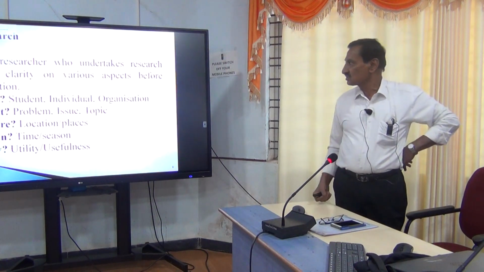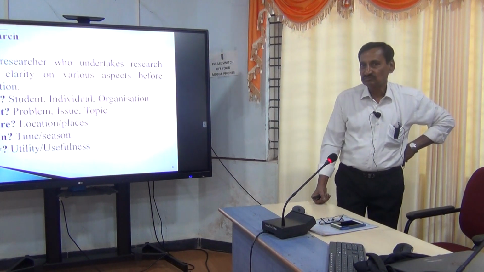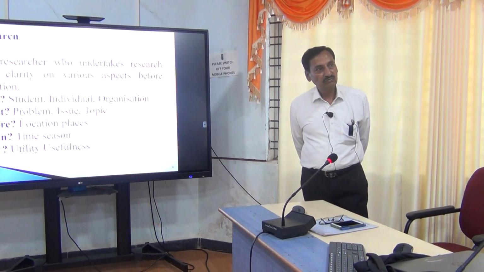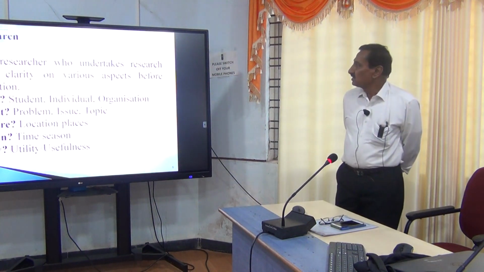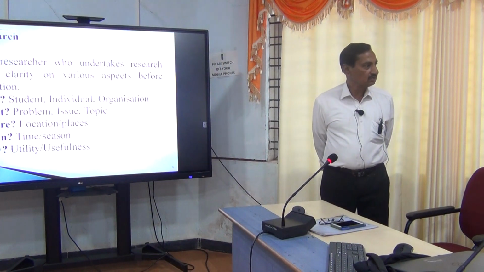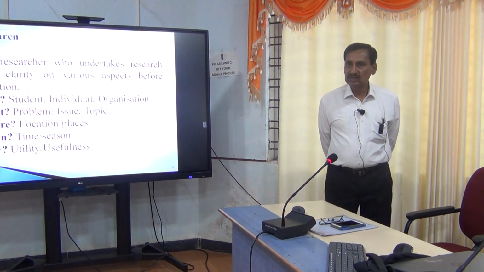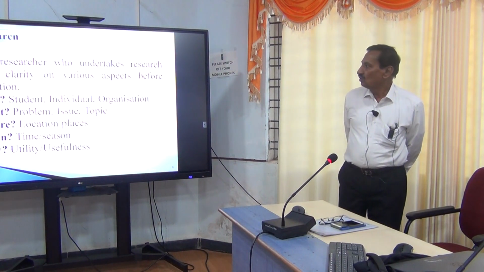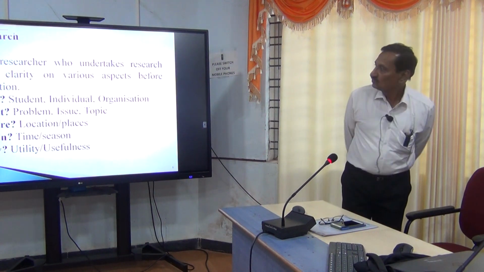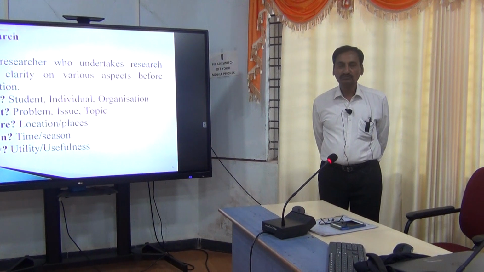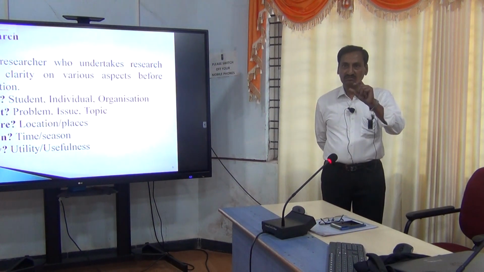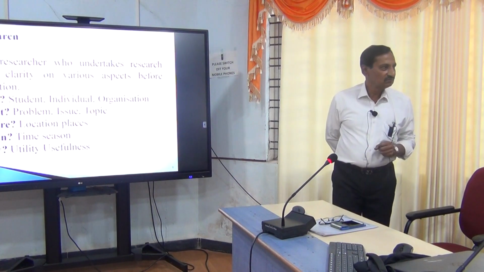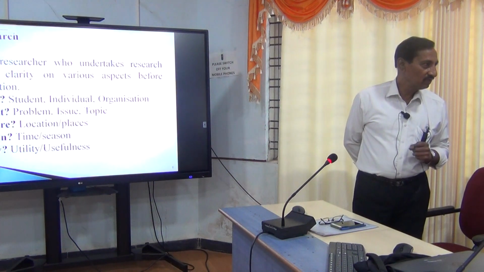The researcher who undertakes research needs clarity on various aspects. Clarity is important. There should not be ambiguities. It should not lead to doubts. Who takes up this research study? Individuals, students, or organizations, that is institutions. There should be clarity on what the research is: the problem, the issue, and the topic. There should not be ambiguity, like in the titles you wrote in the morning. Some ambiguities are there. Clarity is missing. So that is important.